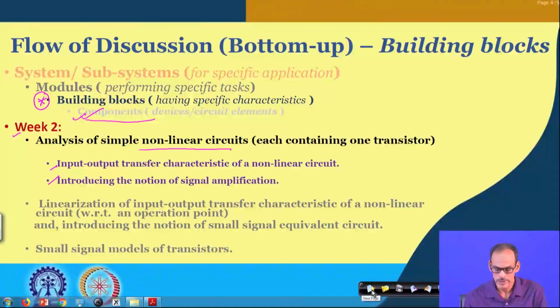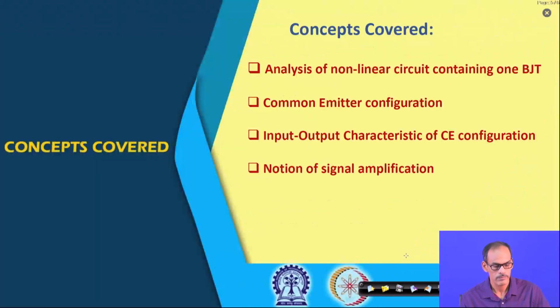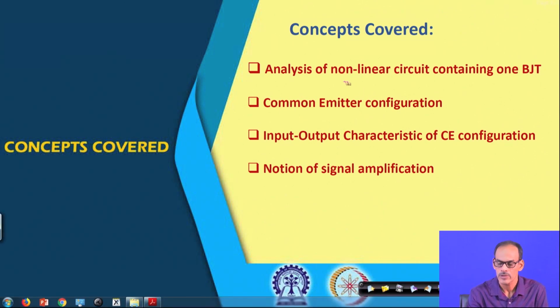So, what are the concepts we are going to cover today? As I said, we will be analyzing a nonlinear circuit containing one BJT, and the configuration we will be discussing primarily is the common emitter configuration. Then we will see how to get the input to output transfer characteristic of this common emitter configuration, and then we will discuss the notion of signal amplification through this nonlinear circuit containing one BJT.